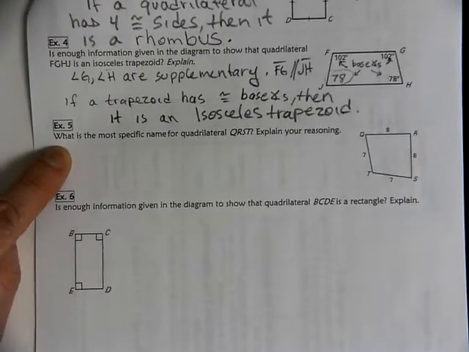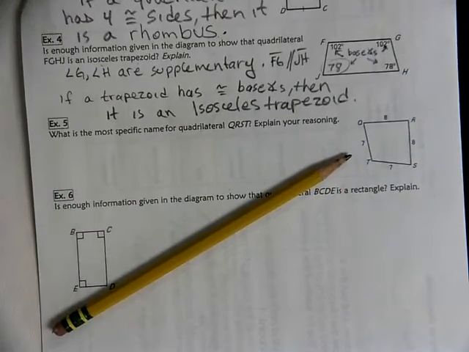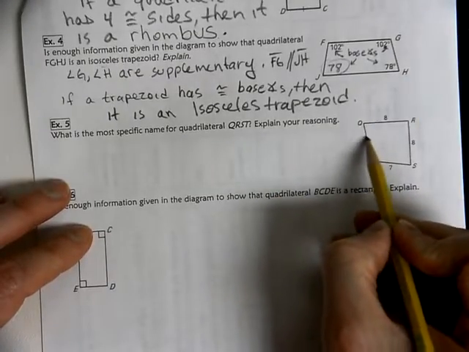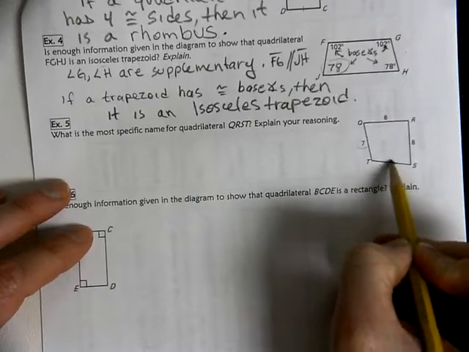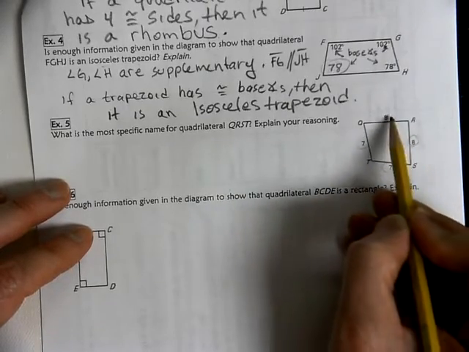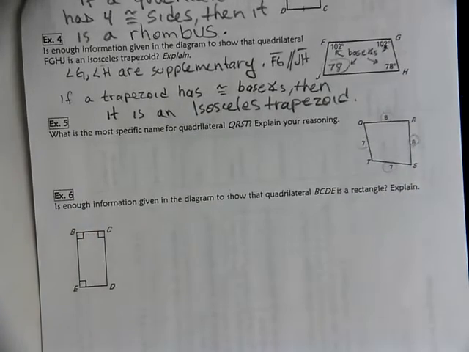Number 5. What is the most specific name for this quadrilateral? What do we know for sure? So what you need to do with your eyes is look for the information that they're giving us. They don't give us any tick marks. They don't give us any angle information. They only tell us the lengths of the sides.